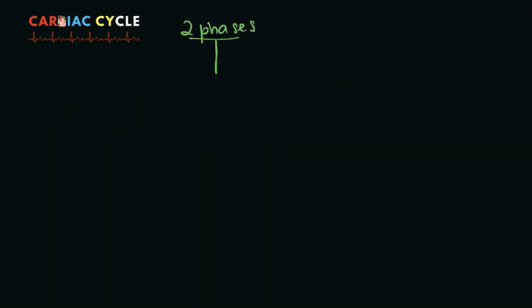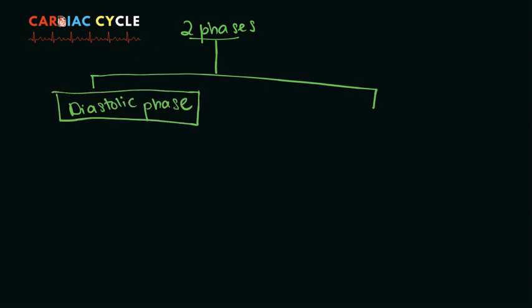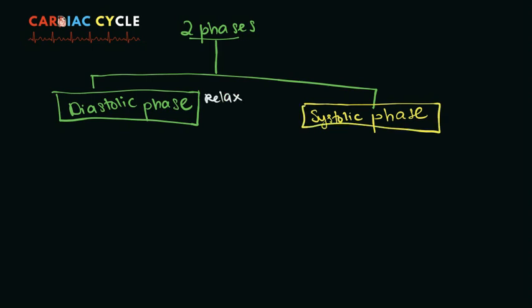The cardiac cycle has two distinct phases, the diastolic phase and the systolic phase. The diastolic phase is when the heart relaxes. It is very important, thereby giving it 4 steps. This is when the heart is filled with blood. The systolic phase is the contraction part of the cardiac cycle, and it expels blood from the heart to the systemic or the pulmonary circulation. It has only 2 steps in the systolic phase.